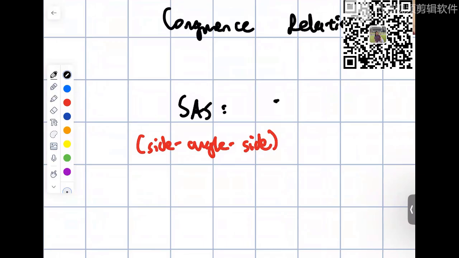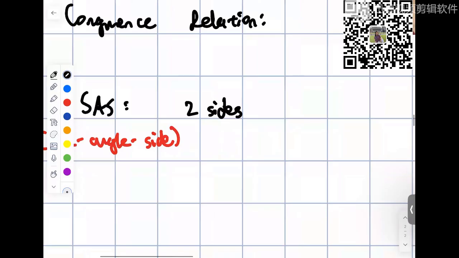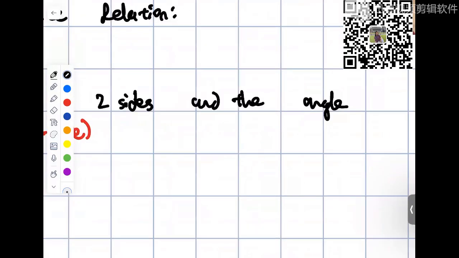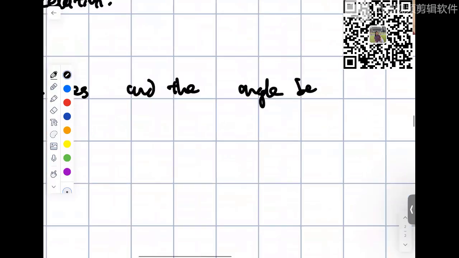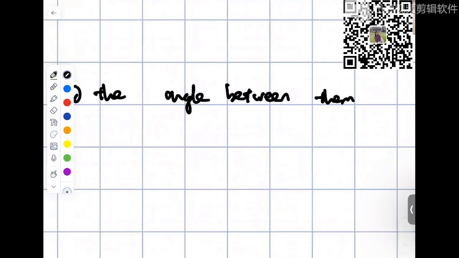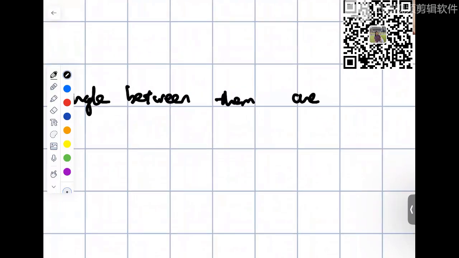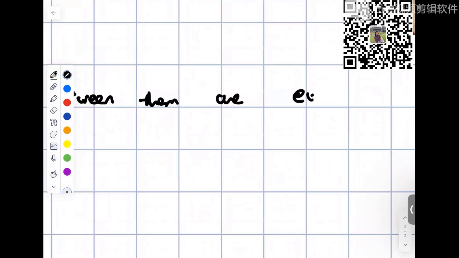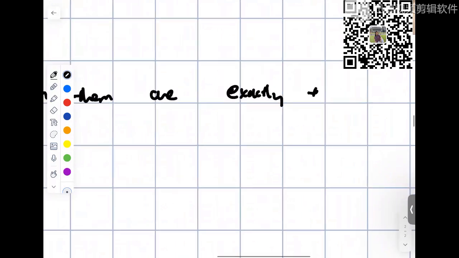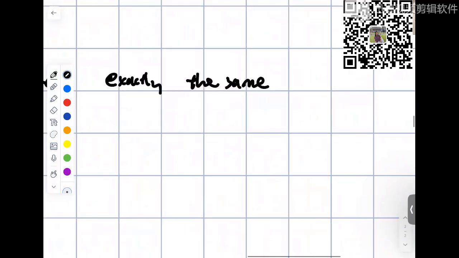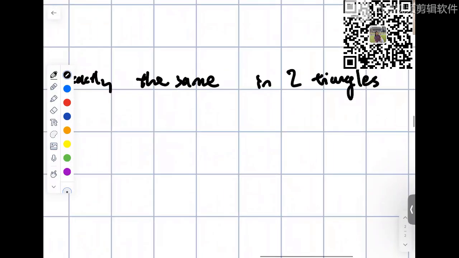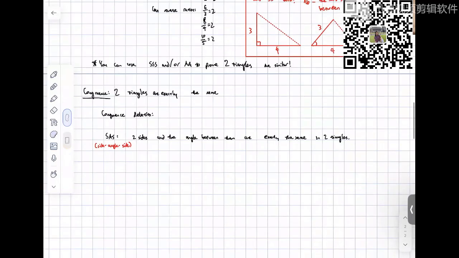So let me write this down formally. The angle between, and I'll also draw a diagram to demonstrate. Are exactly. So let's actually use this one.